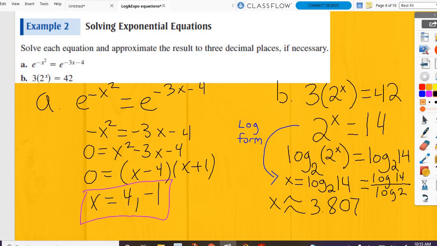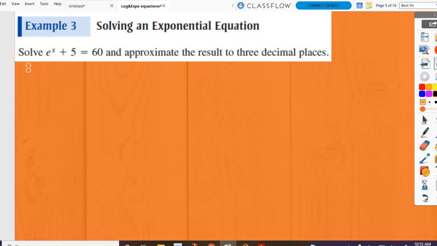Questions on that? How do we feel about exponential so far? Okay. The last one wasn't too bad. Alright, so let's look at another one.